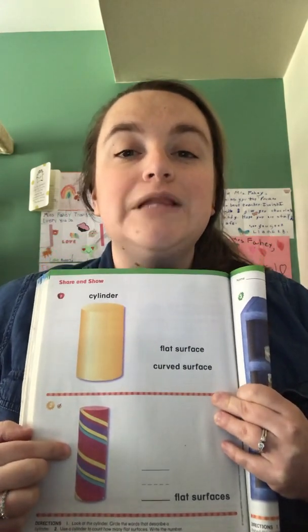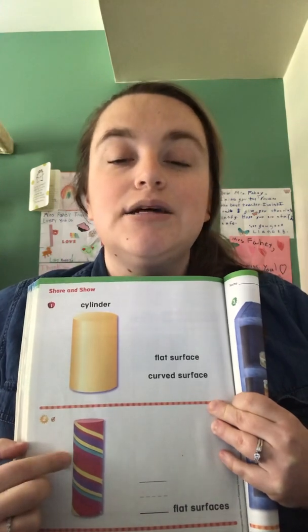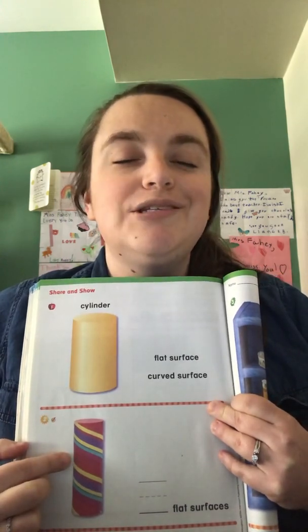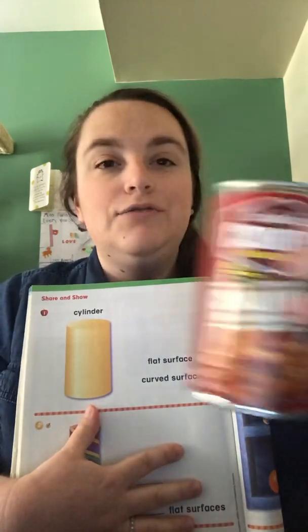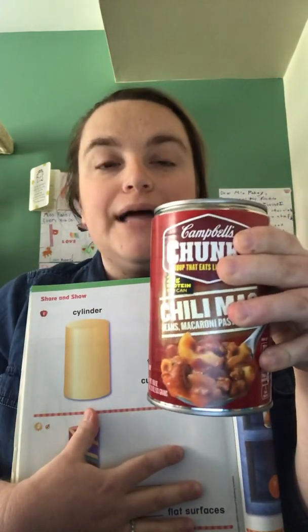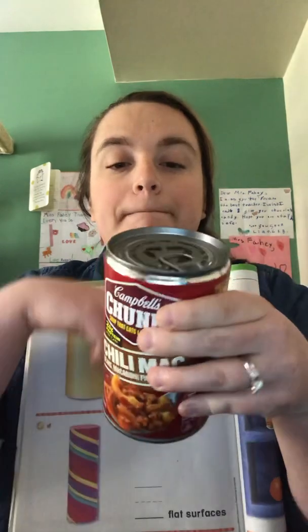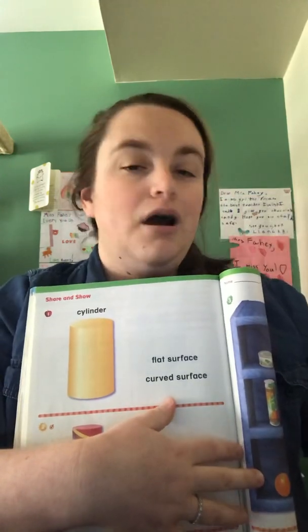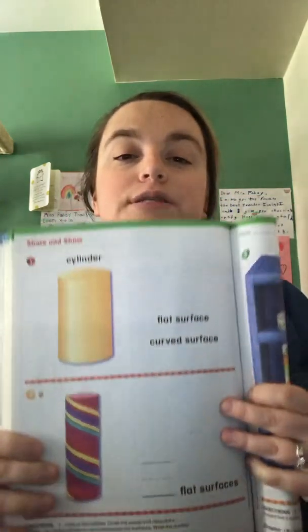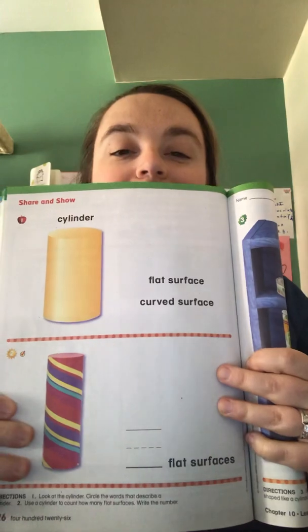Now let's take a look at our cylinder at the bottom. How many flat surfaces does the cylinder have? We just said it. Look at the top if you need to, or look at our can of soup. How many flat surfaces do we have? 1, 2. Top and bottom. Our cylinder has 2 flat surfaces, so put the 2 on the line.